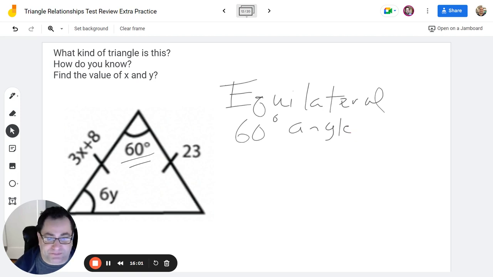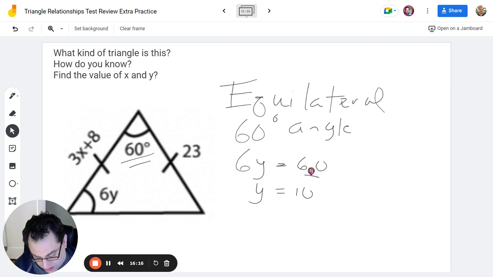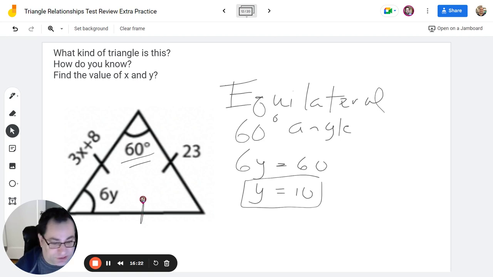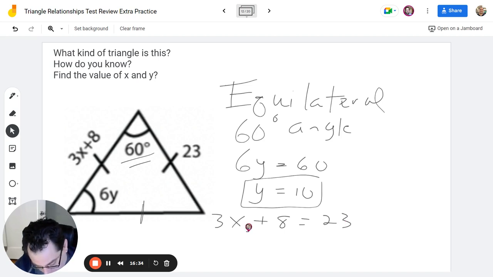And then let's find X and Y. So first, I think it might be best to solve for Y first, because we would simply have 6Y equal to 60. Divide both sides by 6, and we get Y equals 10. And then lastly, we know that all the sides are equal, including this third side, doesn't matter. But 3x plus 8 is equal to 23. Okay, we're going to subtract 8 from both sides. We get 3x is equal to 15. And then divide both sides by 3, and we get x equal to 5.